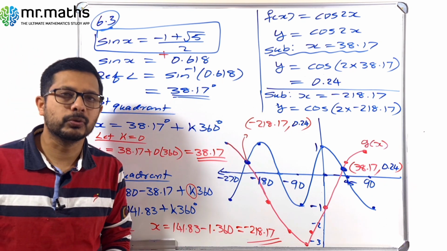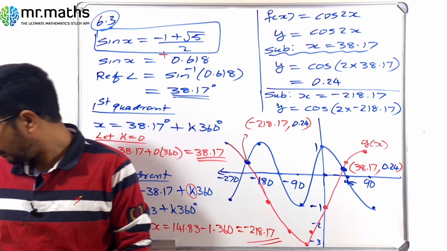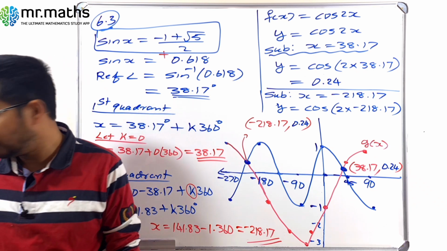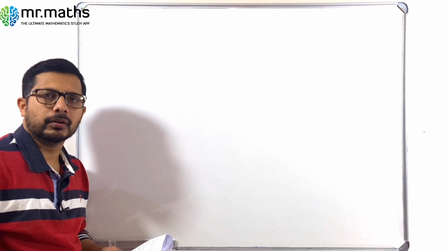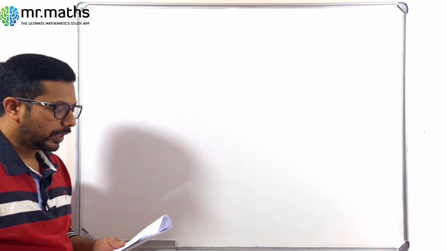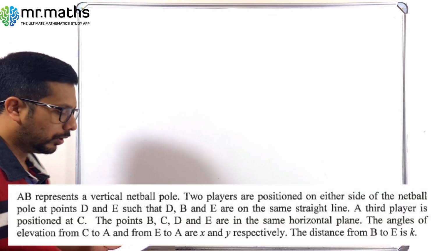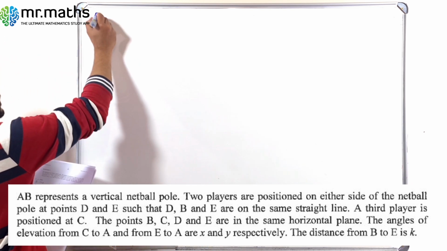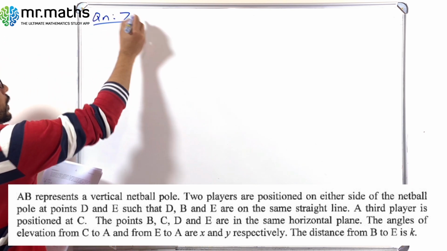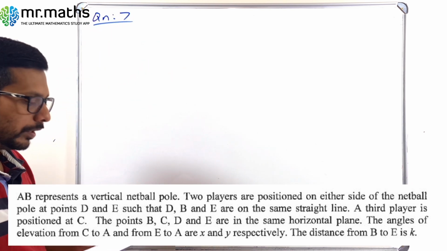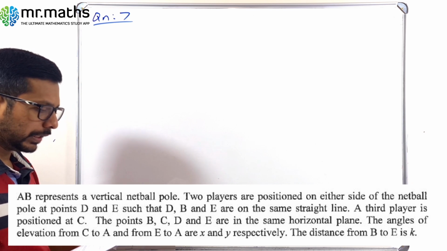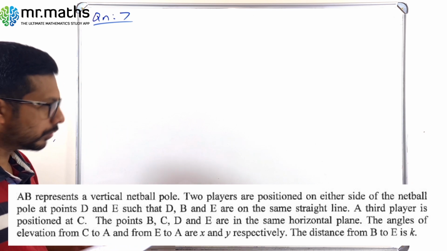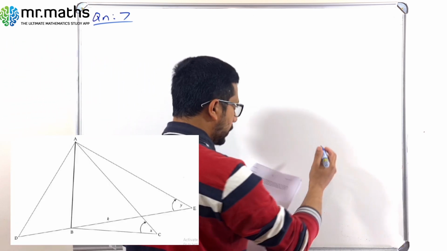Now let's move to question number 7. Question number 7: AB represents a vertical netball pole. Two players are positioned on either side of the netball pole. So let me draw that graph first.